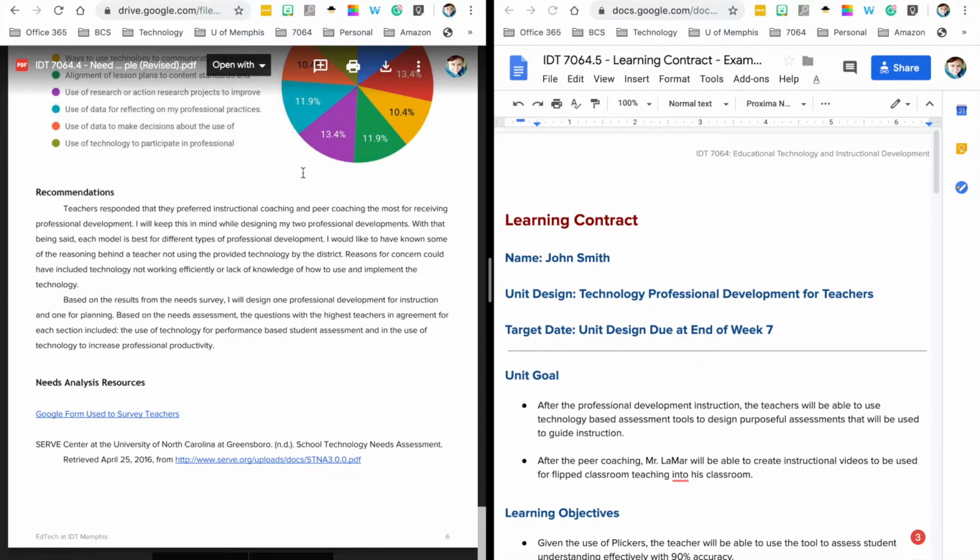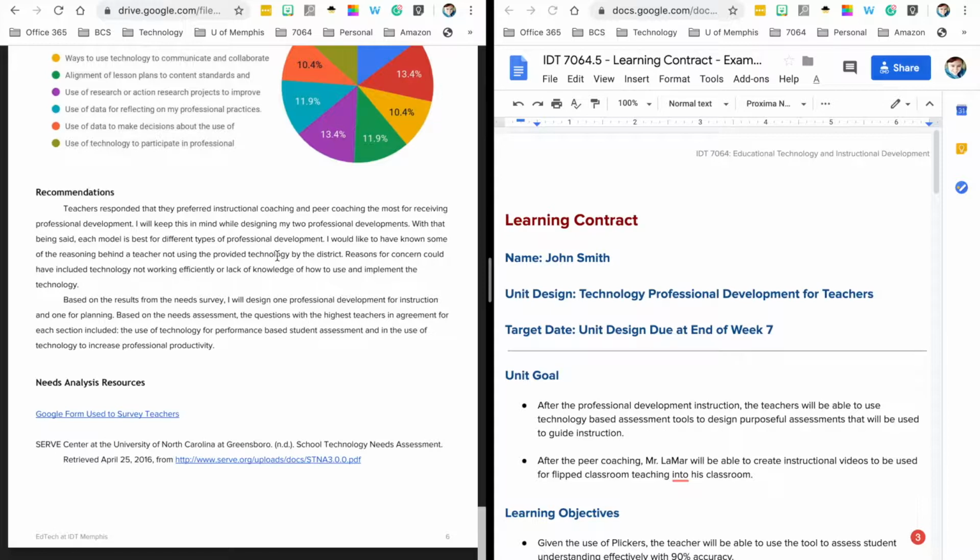So if we look at the needs analysis example that we were given, in the recommendation section at the bottom, we have stated here that the students preferred instructional coaching and peer coaching. This was actually instruction meant for teachers. So this could be done where you're doing it one-on-one with a peer or in an overall group. And then based on the results, we also determined that we need to design a professional development to help with instruction, and then one to also help with planning purposes.